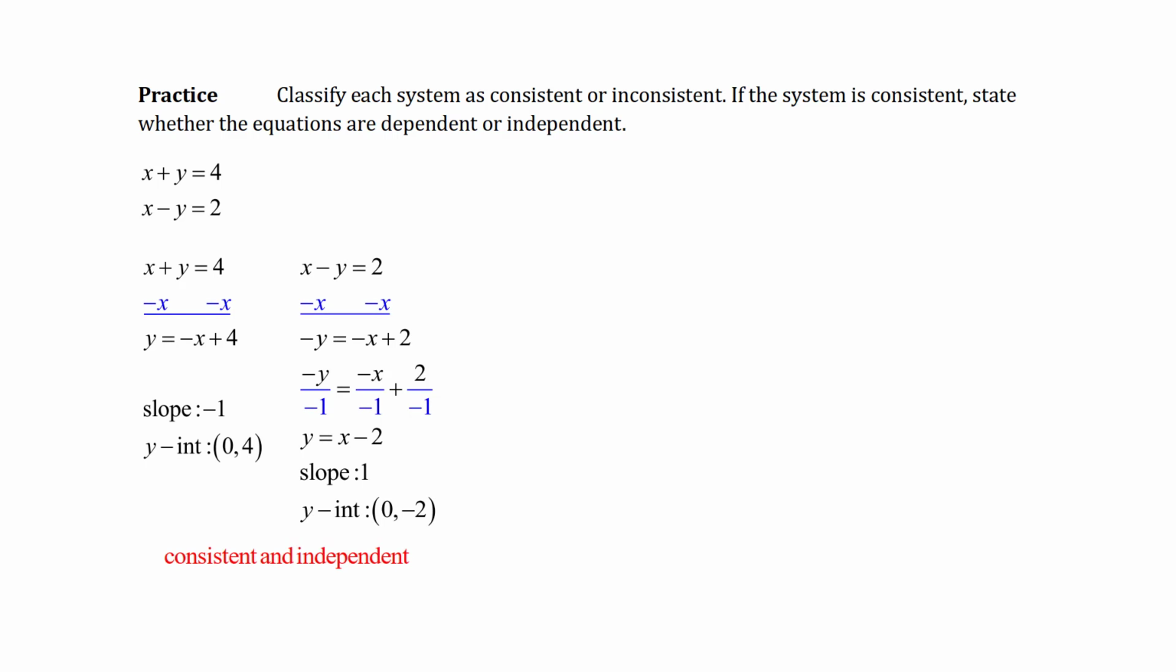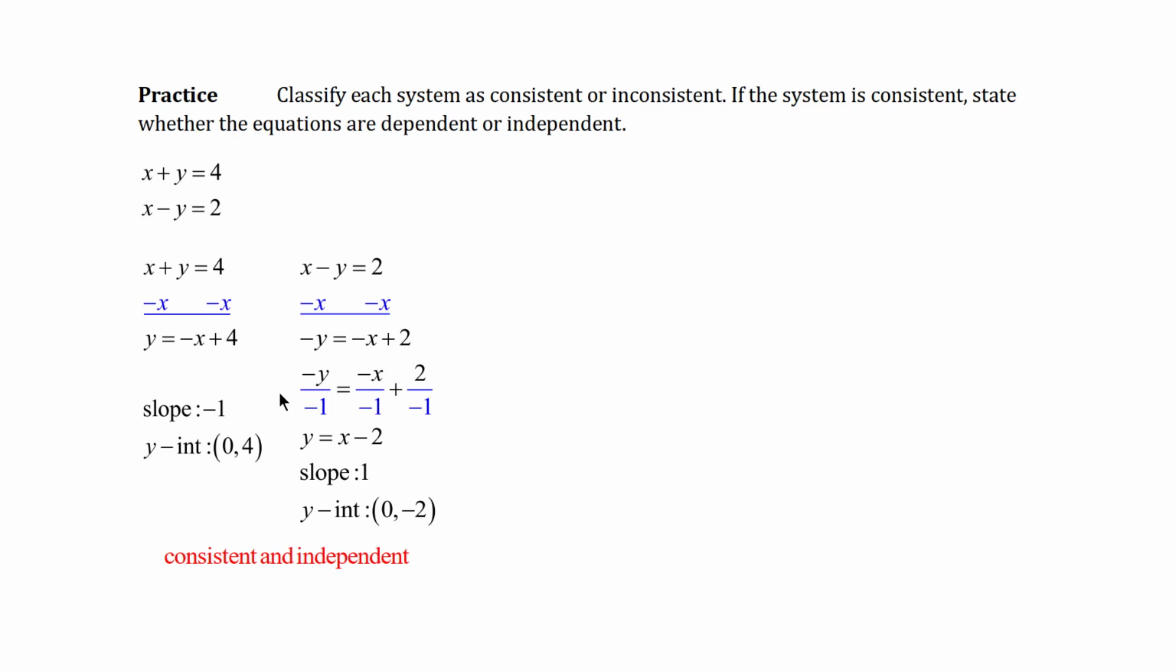Okay, so let's get started by putting the first equation, x plus y equals 4, in slope-intercept form. We start by subtracting x from both sides of the equation. The result is y equals -x plus 4. From here, we could see the slope is -1, and the y-intercept is (0, 4).